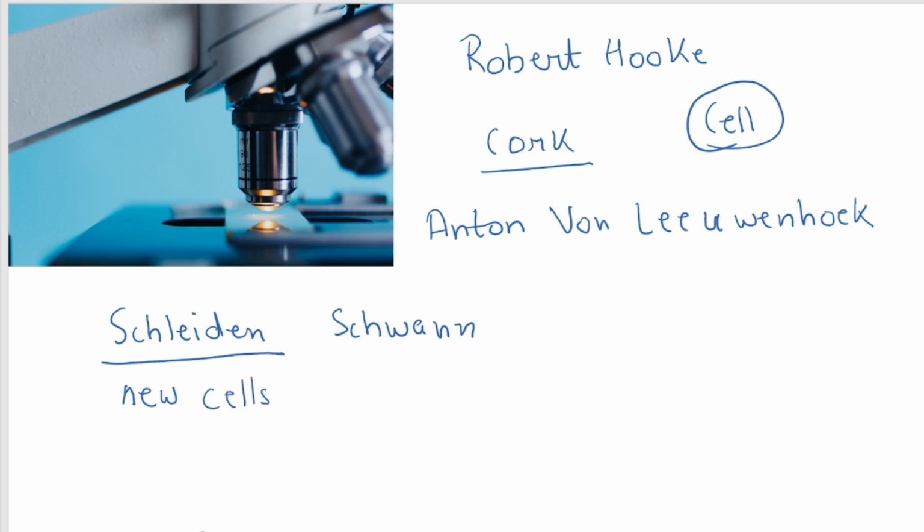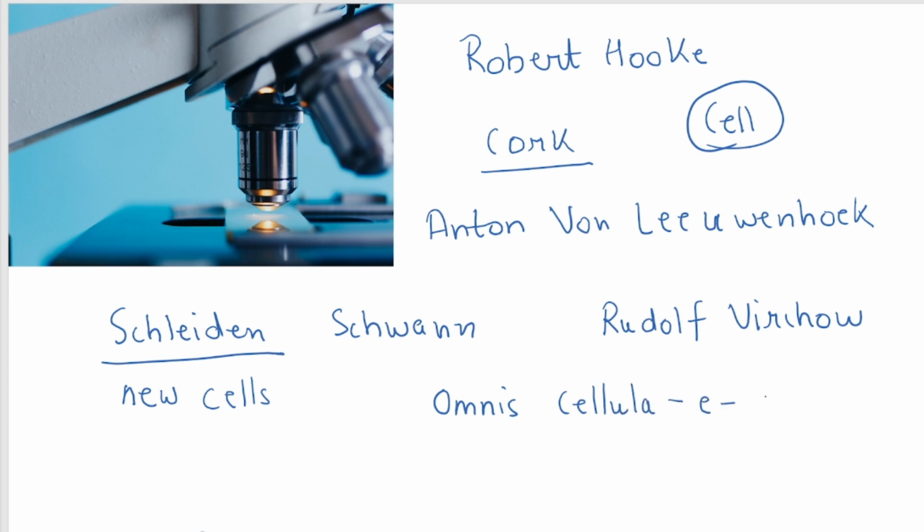Okay, so another scientist named Rudolf Virchow gave a statement which is omnis cellula e cellula. Okay, so he gave this principle, which means new cells arise from pre-existing cells. Means cells divide and new cells are formed from pre-existing cells only.